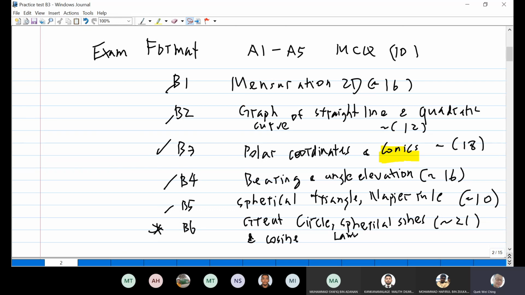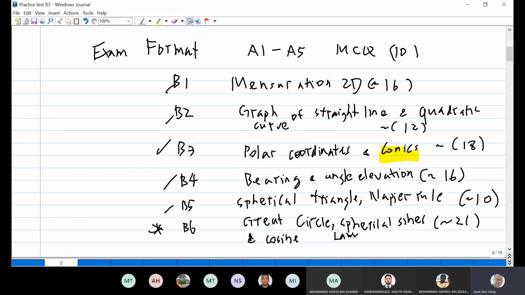There are 5 MCQ, A1 to A5, 10 marks there. Then B1 is mensuration: find the area and the perimeter of a 2D object. So you find the area of a triangle, rectangle, and perimeter, all put together. There's about 16 marks. B2 is a graph of a straight line and quadratic curve, about 12 marks.